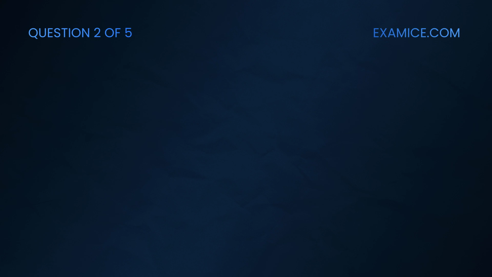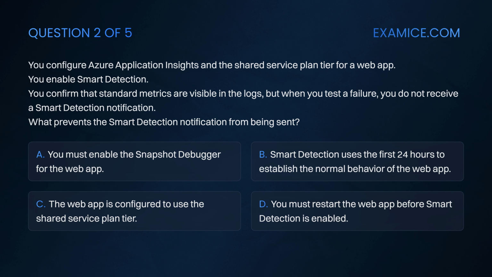Question 2. You configure Azure Application Insights in the Shared Service Plan tier for a web app. You enable smart detection. You confirm that standard metrics are visible in the logs, but when you test a failure, you do not receive a smart detection notification. What prevents the smart detection notification from being sent?